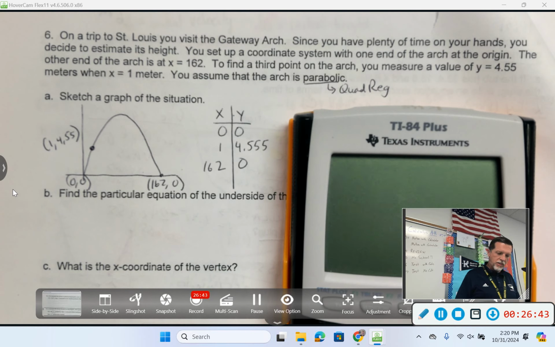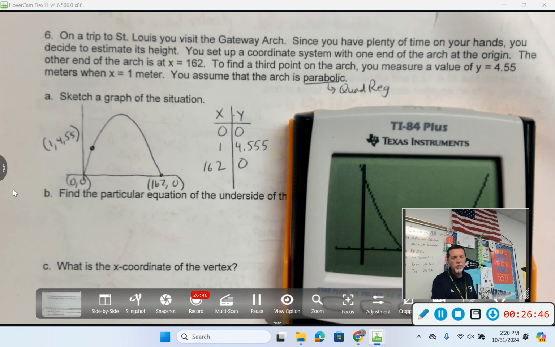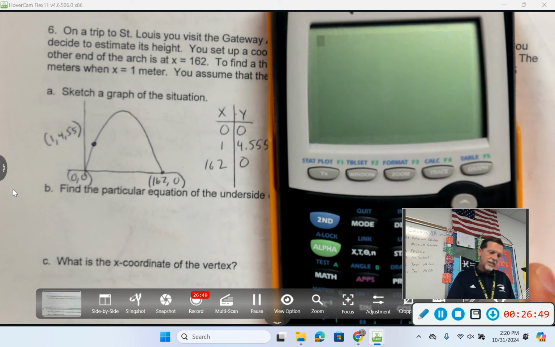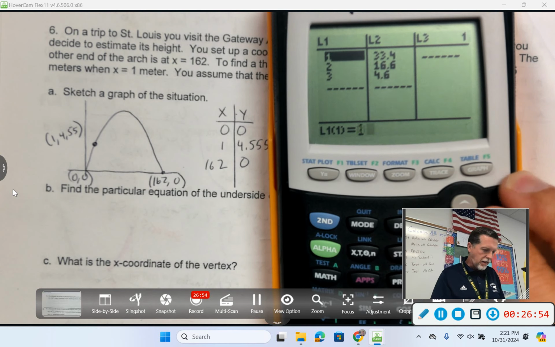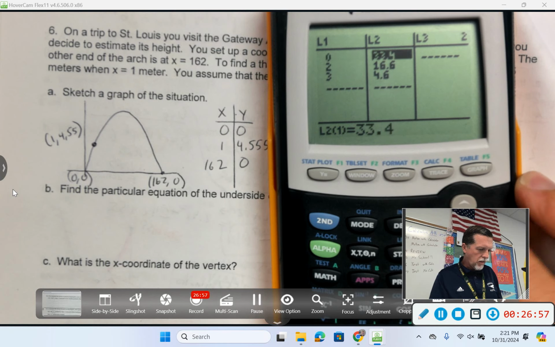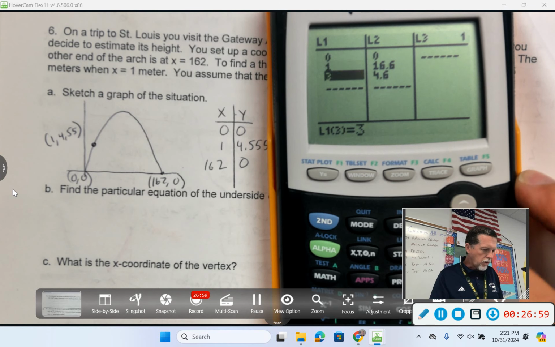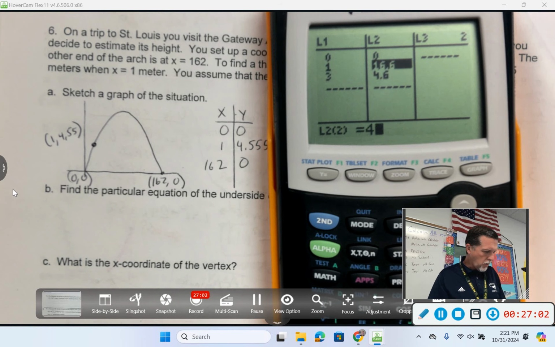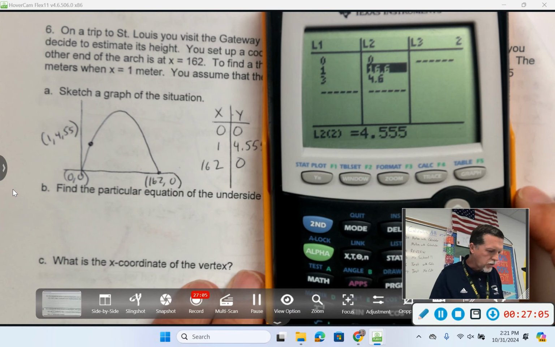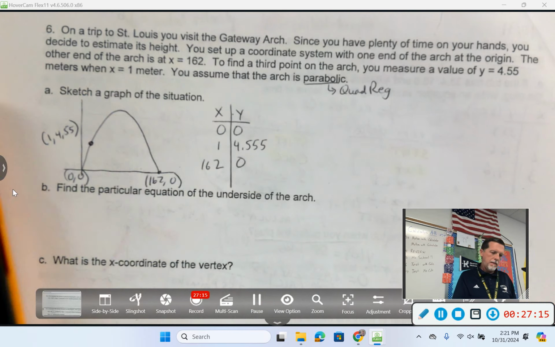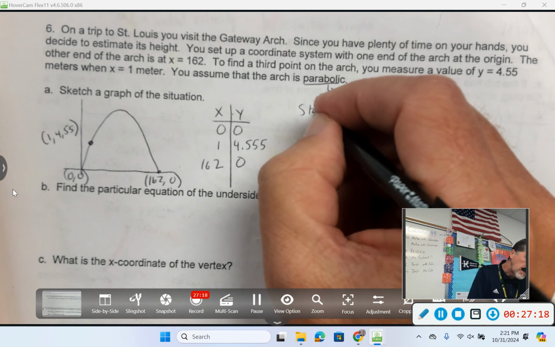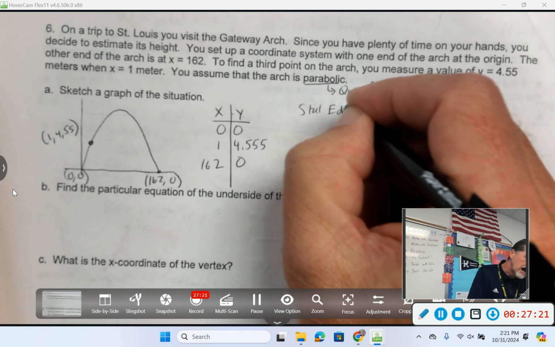Okay, so we've only done this once. Do you remember where to put that table in the calculator? Stat and edit. And 0, 0, 1, 4.55, just two 5s. And 162, 0. So stat edit gets them in there.